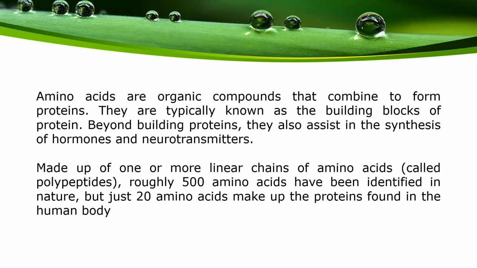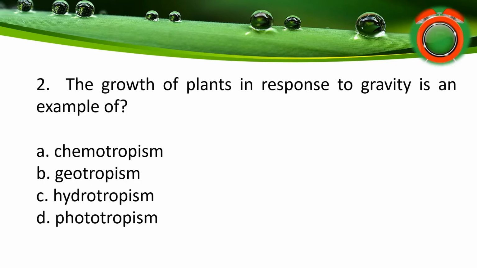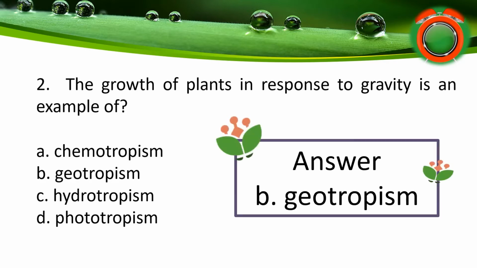sa human body. Number 2 question. The growth of plants in response to gravity is an example of A. Chemotropism. B. Geotropism. C. Hydrotropism. D. Phototropism. The correct answer is B.